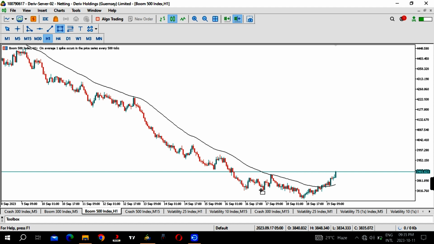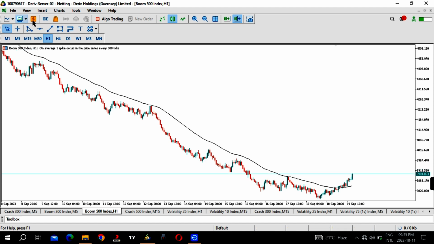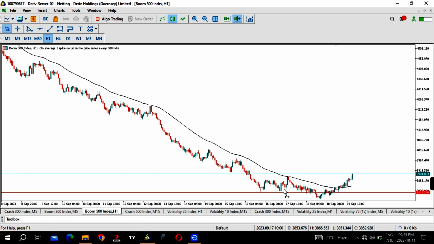Let's say we mark this resistance over here with the box, right? So let's just say we marked this flip zone over here. Since we are in a downtrend, this support, when it gets broken, becomes resistance, right? So let's say you've got a small account and you want to enter over here when the market pulls back.